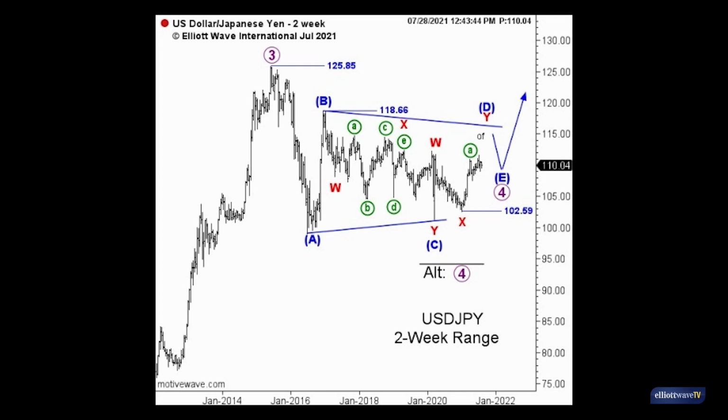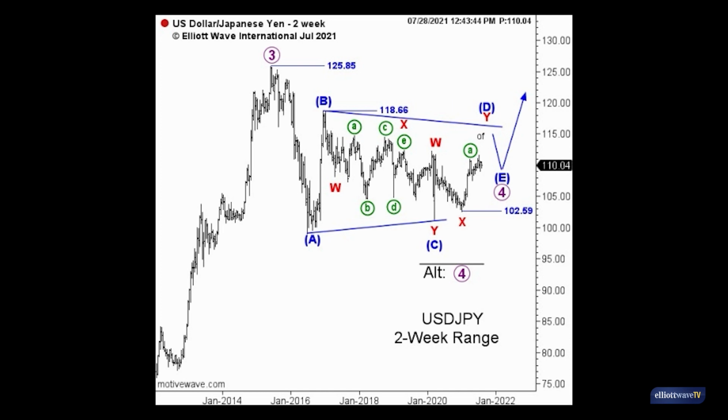And one of the reasons I've used the wave principle throughout my career, now more than 30 years in length, is because it allows me to look for a limited number of patterns at all time frames. So I'm going to use dollar yen to show an example of exactly what I mean.